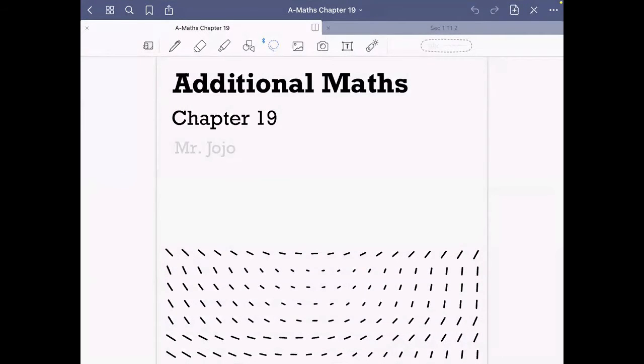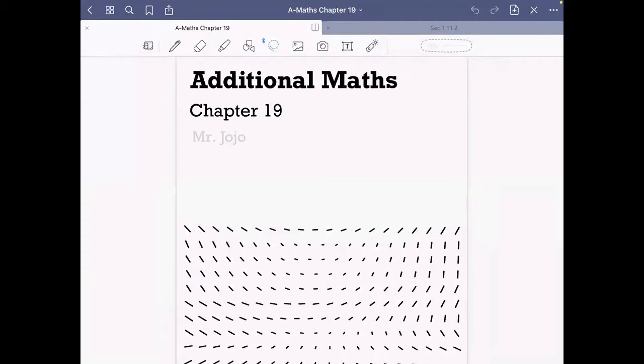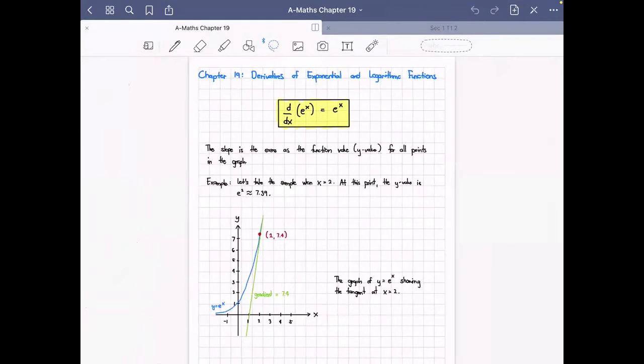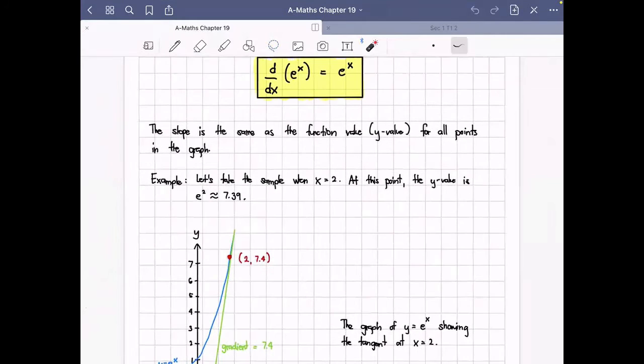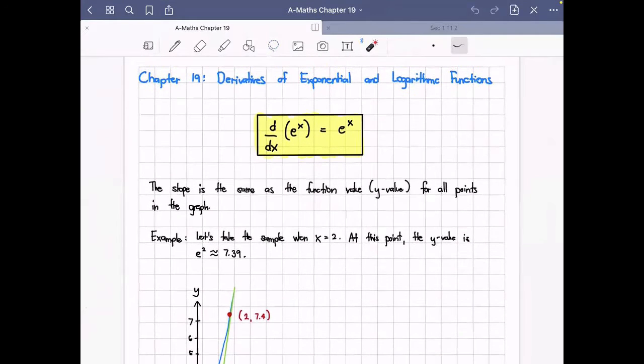Right, so let's have chapter 19 for our additional math. This chapter is about the derivative of exponential and logarithmic functions. First, we basically study exponential functions, or the derivative of exponential functions. So let me dive in here right away.